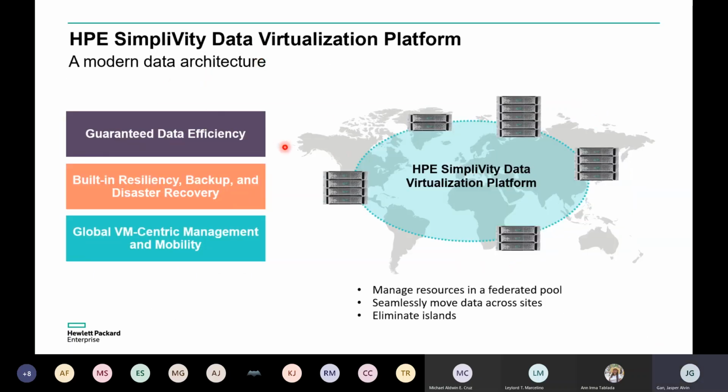So with the HPE data virtualization platform, what we get is a guaranteed data efficiency. We guarantee at least 10:1, so 10 terabytes of logical data can be stored in 1 terabyte of HPE SimpliVity across our production and backup. That's guaranteed. We also have built-in backup, built-in replication, and built-in disaster recovery features if we would like to have a DR site. And lastly, we get the global VM-centric management and mobility. So a fully integrated management stack through VMware.